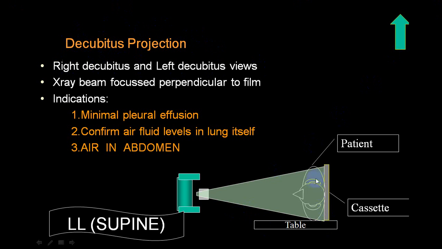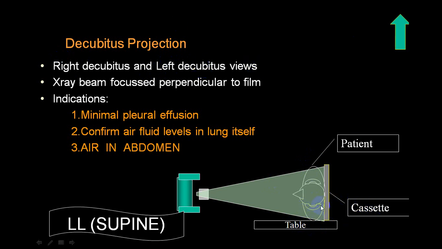Here you can see that for this particular person the cassette is here, the beam is coming from this side, and this is the table. If you look at this, this is a left lateral. This is the left side of the person, this is the right side of the person. The left side is touching the table, so it is a left lateral decubitus, and you are taking a picture.